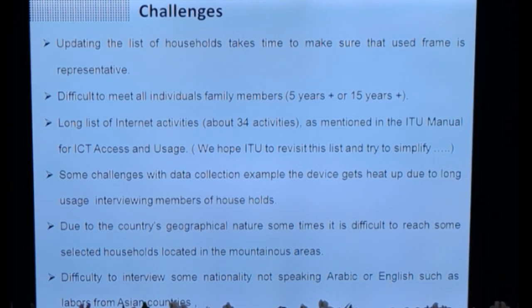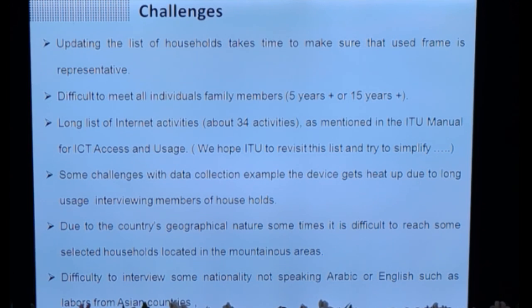Coming to the challenges we faced while conducting these surveys: first, in order to conduct the household survey, we have to get updated maps or an updated list of households. This is one of the most challenging issues. From time to time, we approach the responsible agency in Oman, the National Center for Statistics and Information, to obtain such maps in order to conduct our survey and do proper sampling.